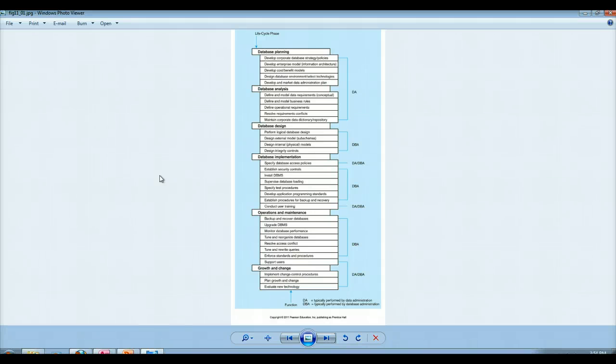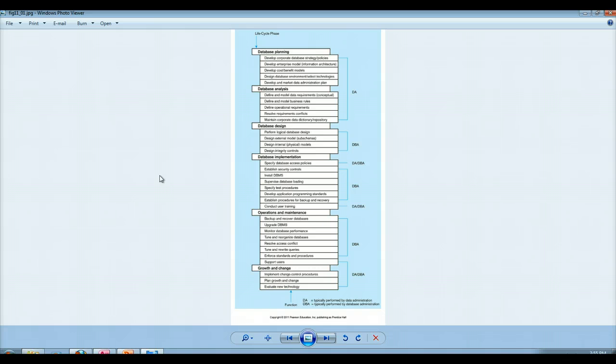And you can see on the right side how the author has indicated which person handles which part of this life cycle. So at the beginning, it's the data administrator. So the data administrator is the person that's handling the planning of the database, and the analysis and the business rules and the requirements and all that kind of good stuff. Once those decisions have already been made, then we're talking about logical and physical database design, which is done by the database administrator, after that person gets the requirements from the data administrator.